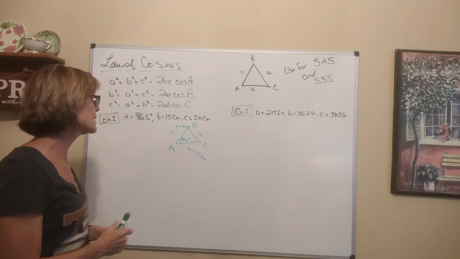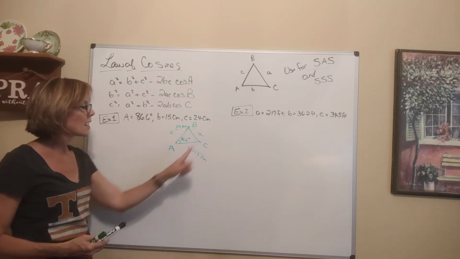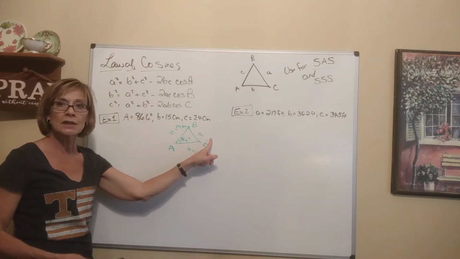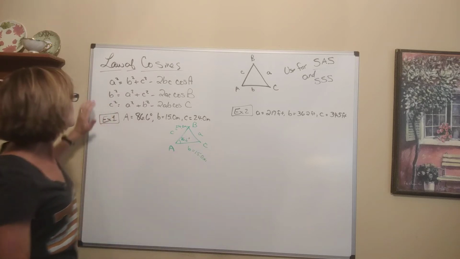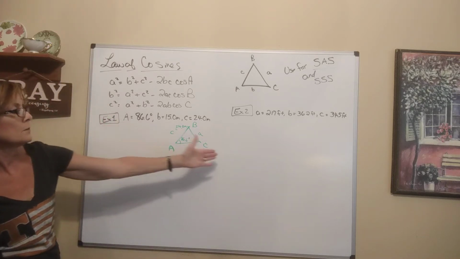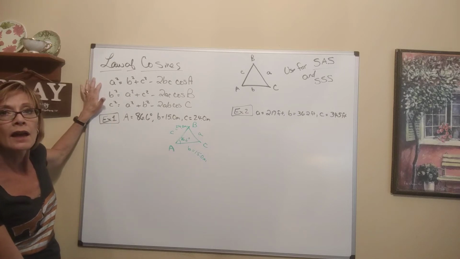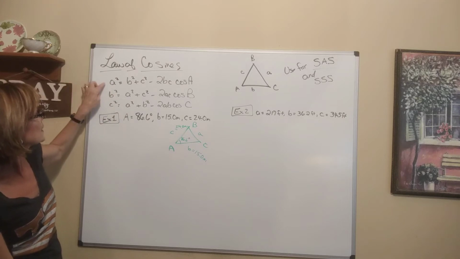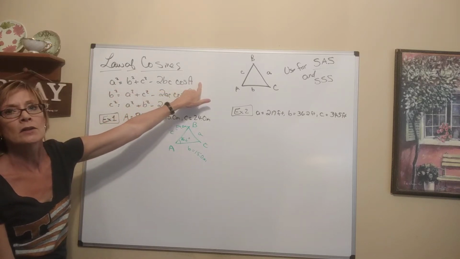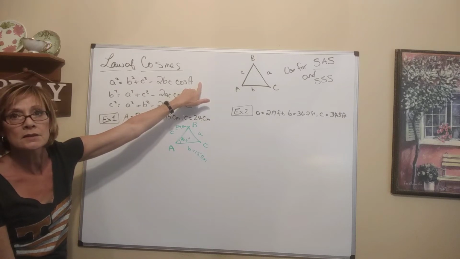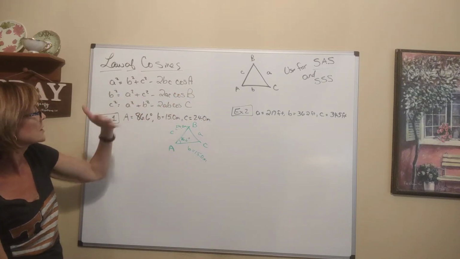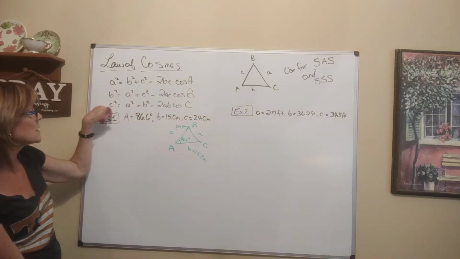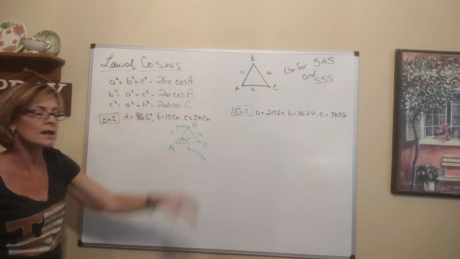How you begin this process is you find the side across from the only angle you're given. The side we do not know is little a, so we're going to find that. How do you decide which formula to use? You pick the formula that starts off with little a. The formula that starts with little a, capital A is what ends this formula. The formula that starts with little b, capital B is how that one ends, and the one with little c ends with capital C. So these are kind of easy to remember.